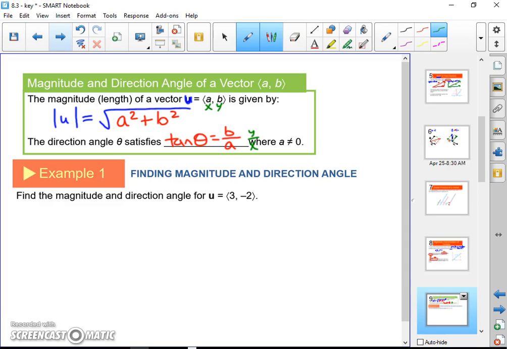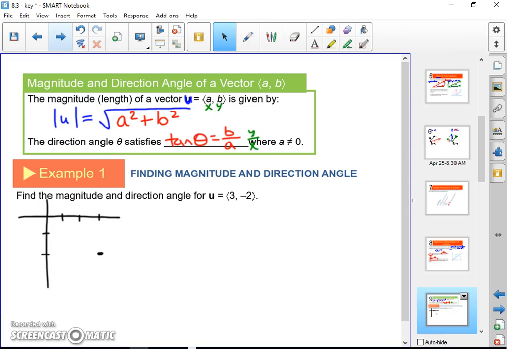Example 1 says find the magnitude and direction for this vector (3, -2). I think we probably need to draw it. Let's draw it and look at what it is. The point (3, -2) takes us right here. So look at the vector. The vector is going to take us in that direction up until that point. Let's make that into a right triangle and do what we've done so many times this semester. I know this side is 3 and this side is 2. I'm going to call it -2 just to keep track of my signs.